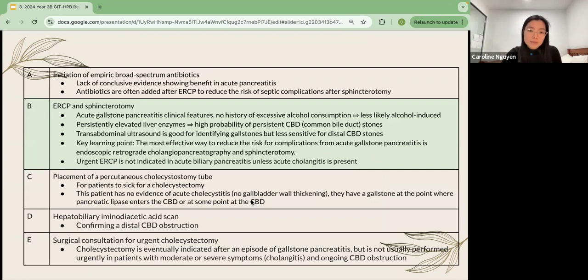They have acute pancreatitis, but not a lot of alcohol consumption. So it's probably going to be a gallstone situation. And then a transabdominal ultrasound is good for identifying gallstones, but less sensitive for distal CBD stones. The key learning point is the most effective way to reduce the complications from acute gallstone pancreatitis is ERCP, and also to take off the sphincter.